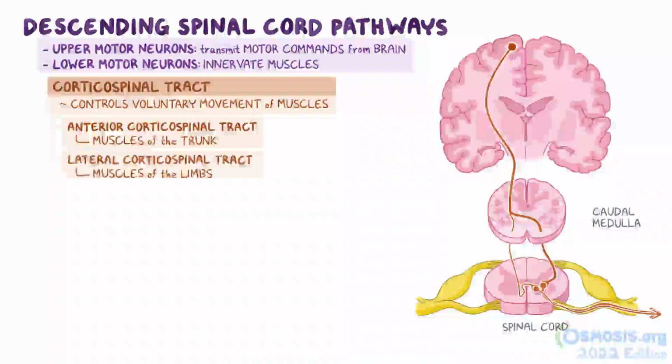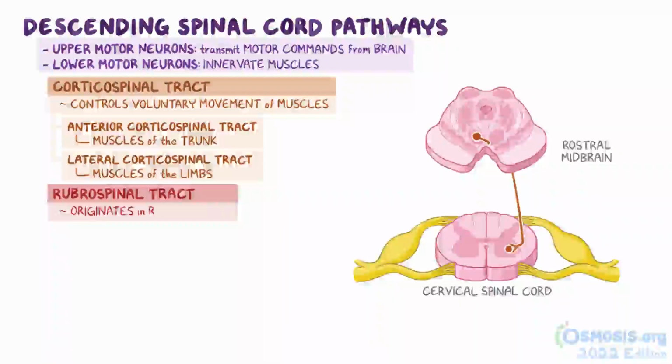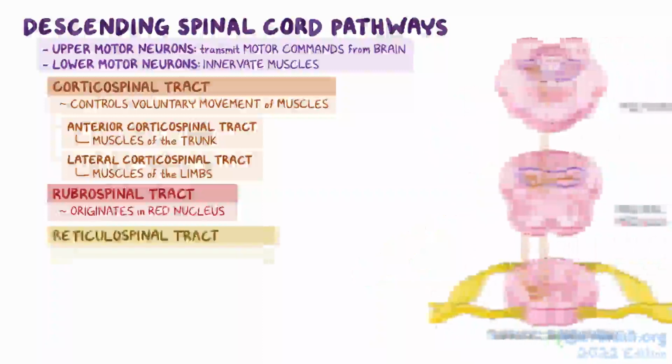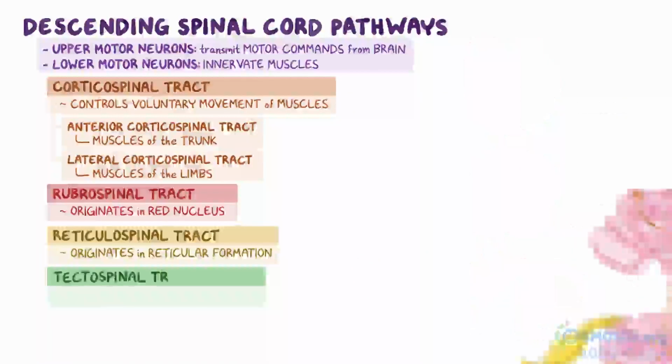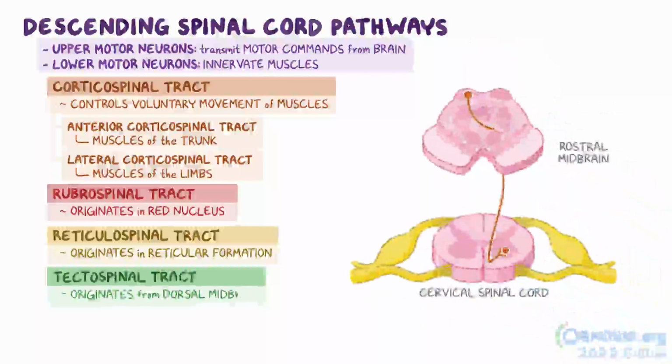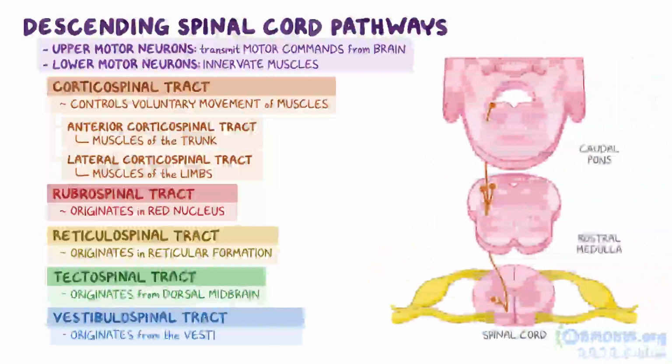The tracts that originate in the brainstem include the rubrospinal tract, which originates in the red nucleus in the midbrain, the reticulospinal tract, which originates in the reticular formation in the pons and medulla, the tectospinal tract, originating from the dorsal midbrain, and the vestibulospinal tract, which originates from the vestibular nuclei in the pons and medulla.